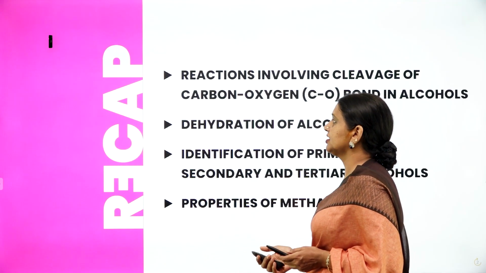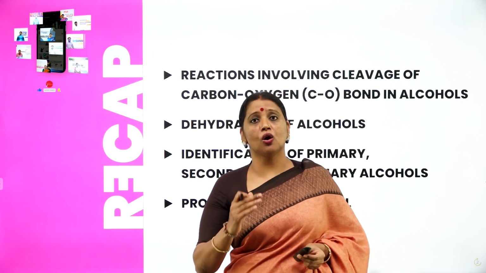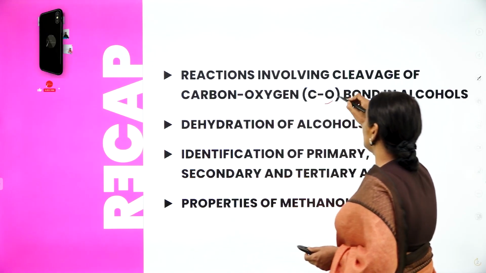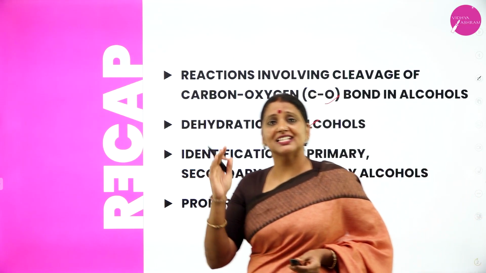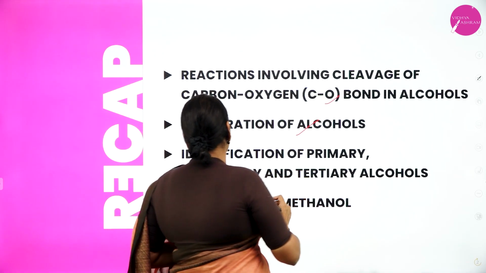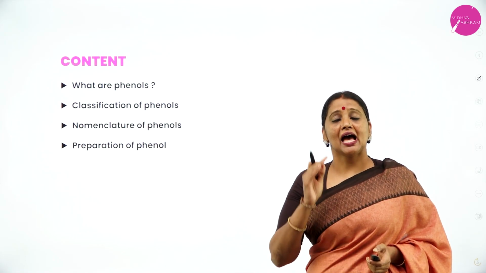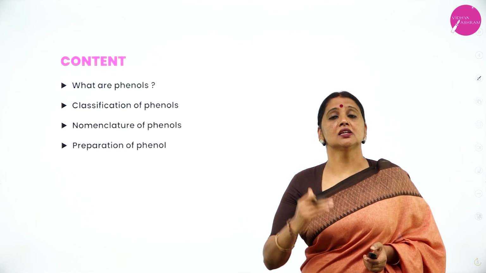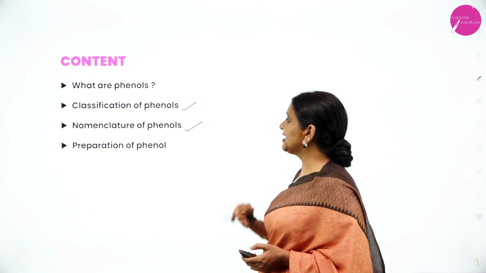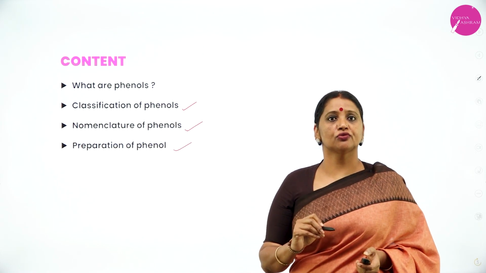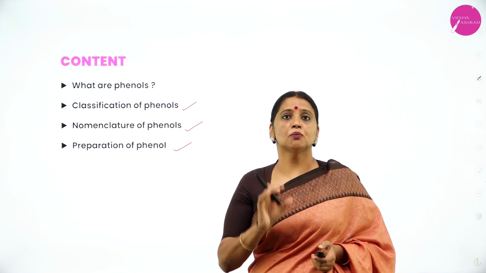In the previous session, that is in the 4th session, I discussed the reactions of alcohol involving the cleavage of the C-O bond, dehydration of alcohols, and how you can distinguish between primary, secondary as well as tertiary alcohols, as well as the properties of methanol. In this 5th session, I am going to discuss the next family, that is phenols: what are phenols, classification of phenols, nomenclature of phenols as well as preparation of phenols. How phenol is prepared. So, in this session, I am going to deal with phenol.